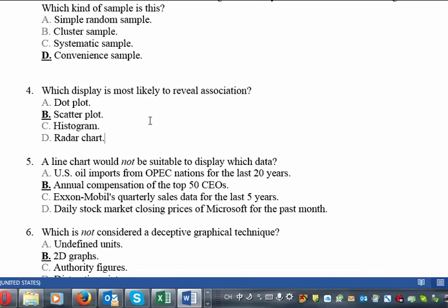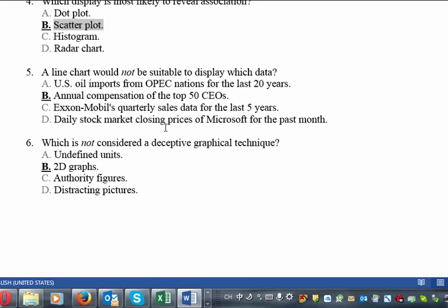Which display is most likely to reveal association? Right? If you look at all the 4 answers given, dot plots, scatter plot, histogram, and radar chart, A and C and D are all dealing only with one variable. With one variable you do a dot plot, or a histogram, or radar chart. Scatter plot, however, is drawn with 2 variables. You know, we have x, y scatter plot. You have x variable and y variable, and the chart itself reveals the association between the 2. So scatter plot B is the correct answer.